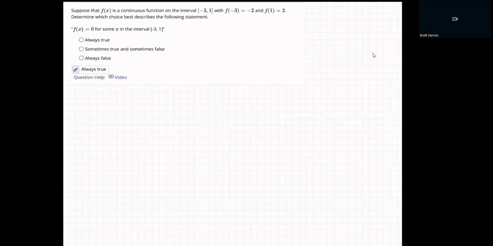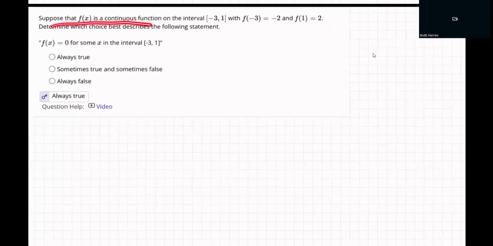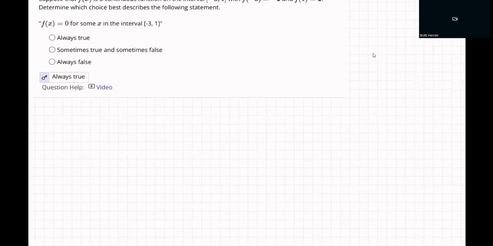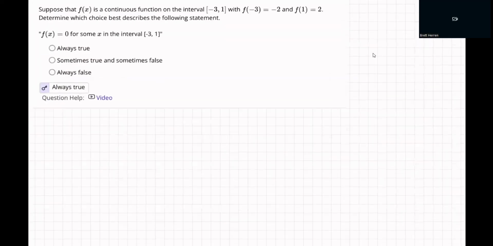Okay, so on this example, it says suppose that f of x is a continuous function on the interval -3 to 1, with f of -3 is -2 and f of 1 is 2. Determine which choice best describes the following statement. And it gives us a bunch of information. I'm going to show this one and then this other one, which looks almost the same, but there's one tiny word different, and I'll show you. You could be getting either one of these on this question.